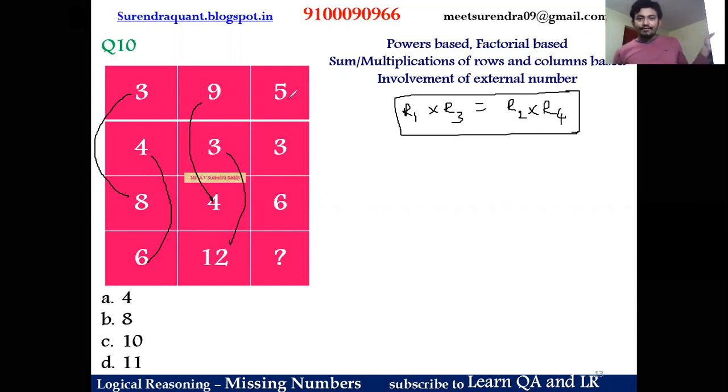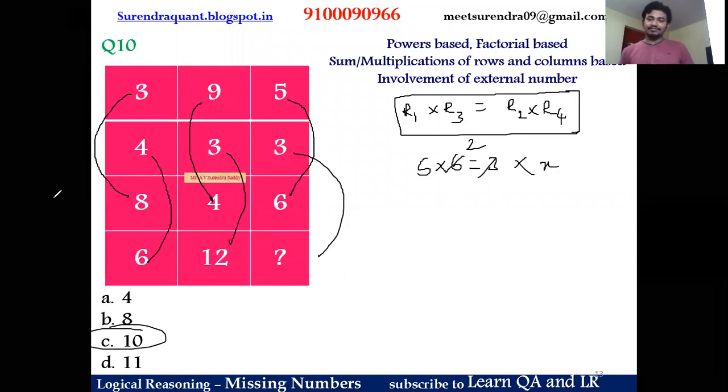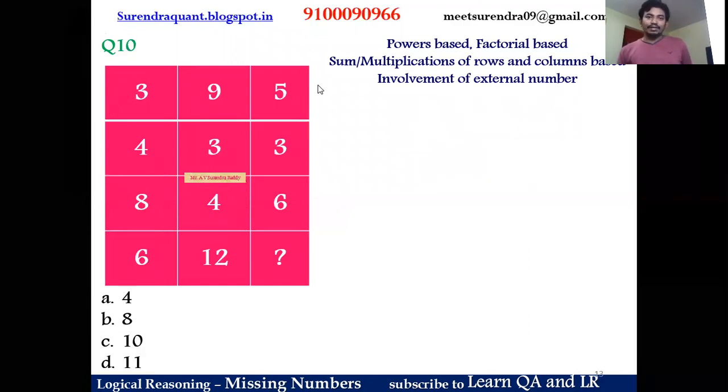So here, 5 6s are 30. Now the product of 3 and some number should be 30, right? I mean, 5 into 6 is the same as 3 into what? So 3 goes 10 times. So the answer is 10. Such a lovely question. Let's go for question number 11.